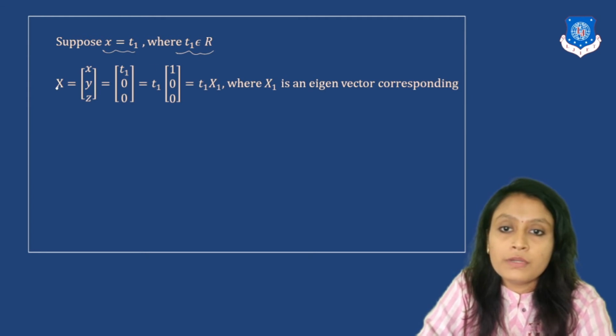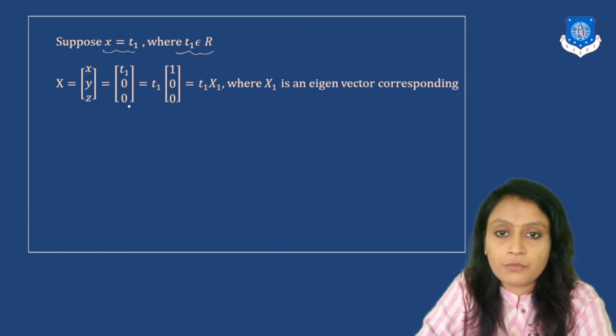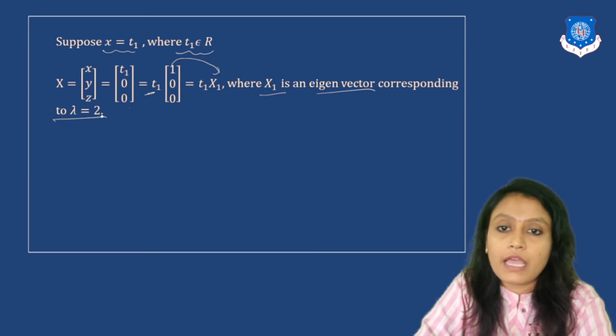So you will get the vector x as x, y, z. Just substitute the value of x, that is t1. We know y and z are 0, so write 0 here. Now we'll take t1 common, so you will get t1 into 1, 0, 0. We will write this as t1 x1, where x1 is the eigenvector corresponding to lambda equals 2.